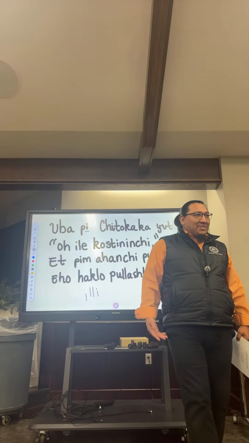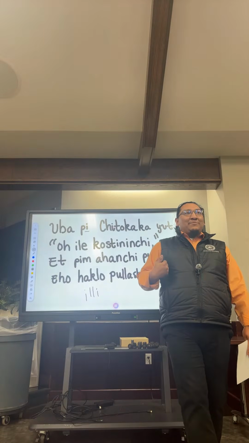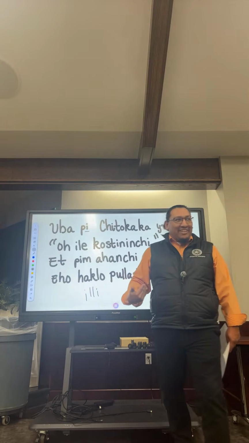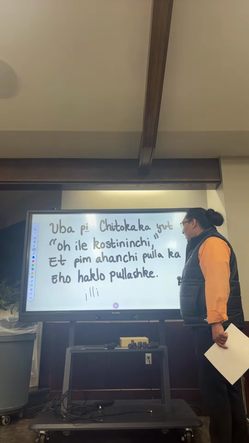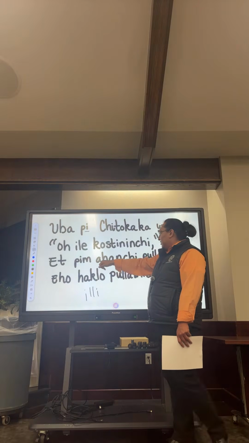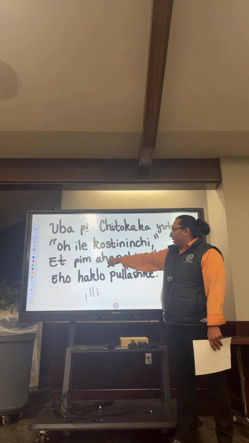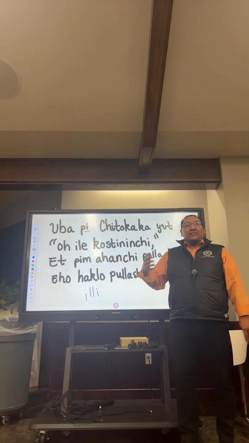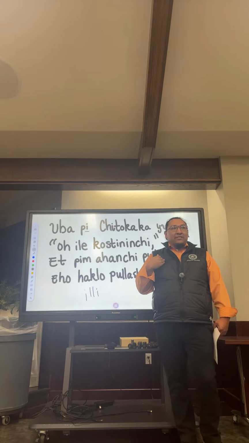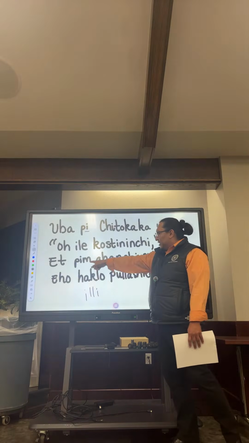I said Hachima Chukma. You said Hima Chukma, so that means we're good, right? But in this case, it's not. It's got a verb after it, and so it's not "we" now. It's "us." So Pim in this case means us.